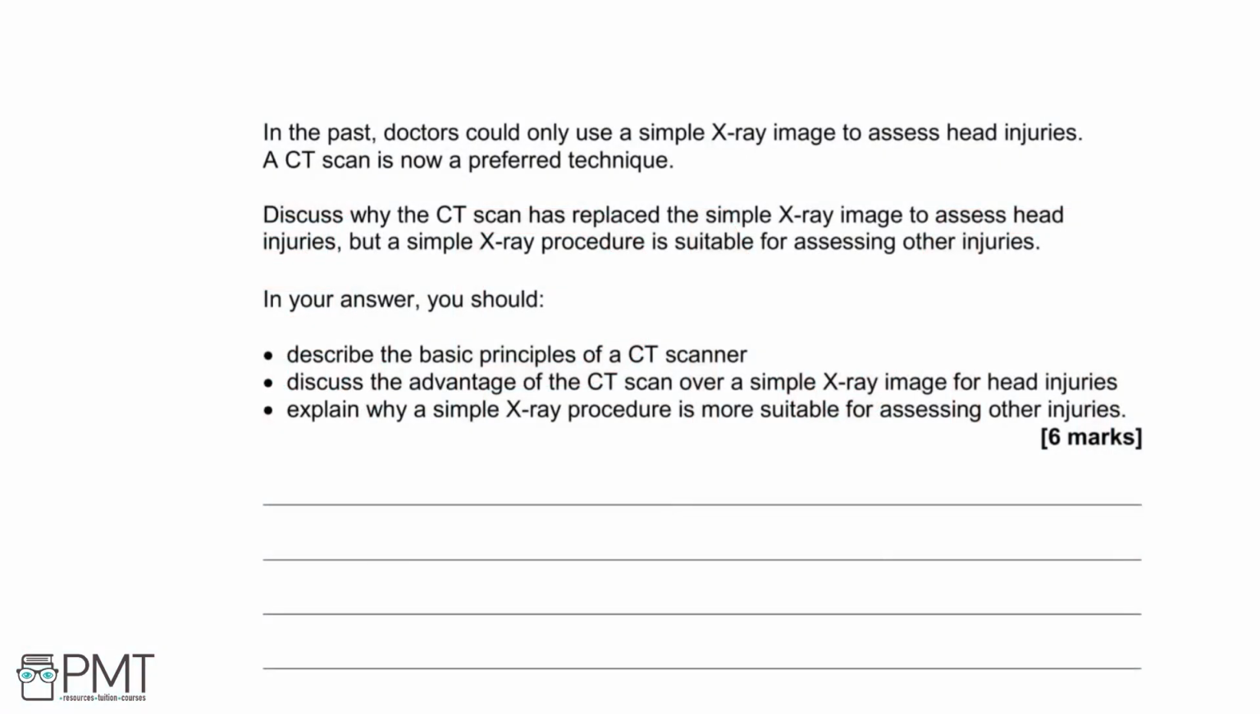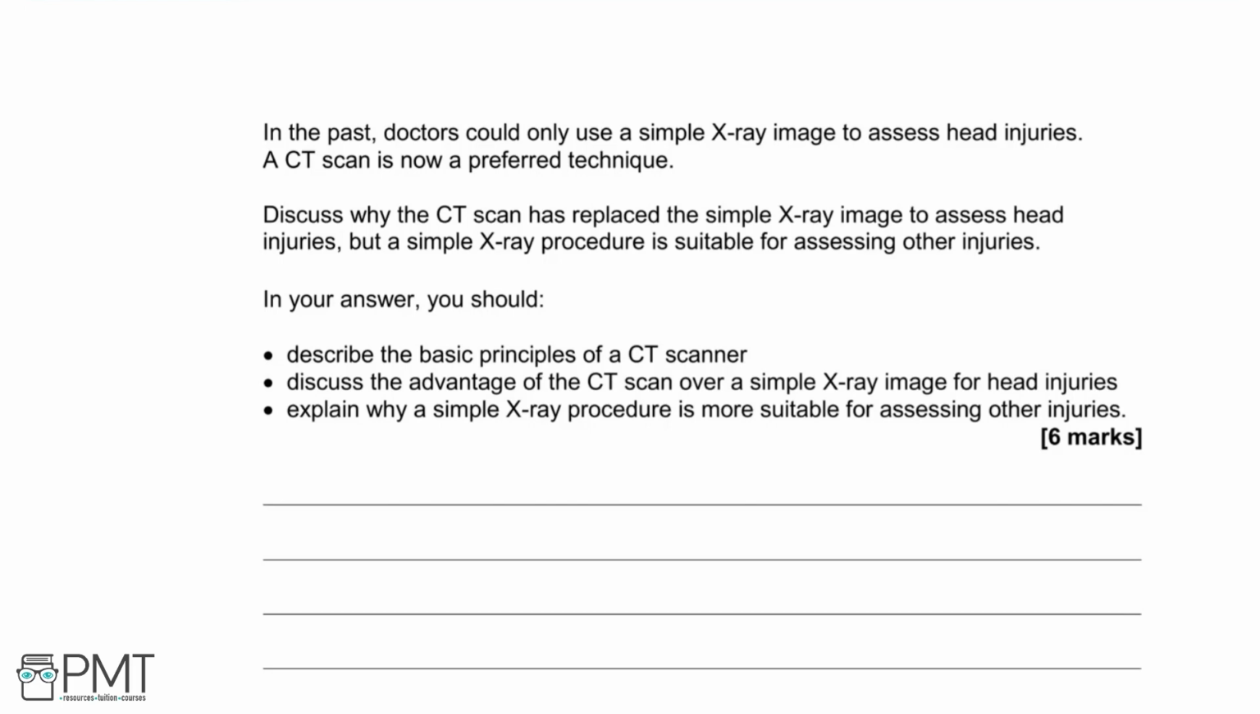In the past, doctors could only use a simple X-ray image to assess head injuries. The CT scan is now a preferred technique. Discuss why the CT scan has replaced the simple X-ray image to assess head injuries, but a simple X-ray procedure is suitable for assessing other injuries. In your answer, you should firstly describe the basic principles of a CT scanner. Secondly, discuss the advantage of the CT scan over a simple X-ray image for head injuries. And thirdly, explain why a simple X-ray procedure is more suitable for assessing other injuries.